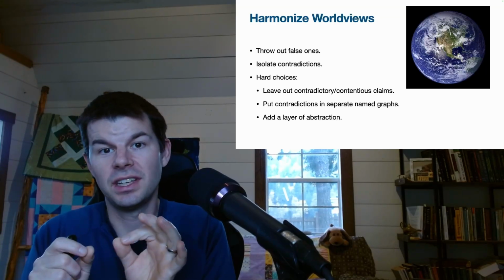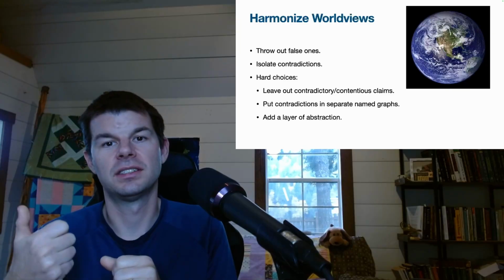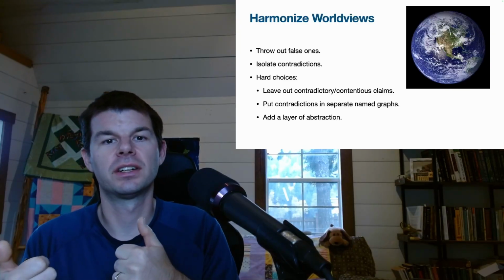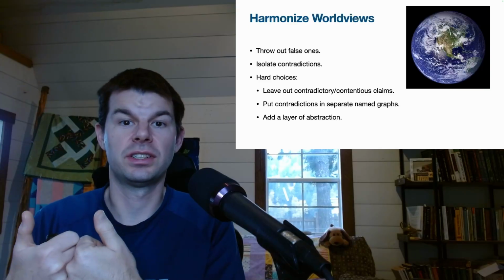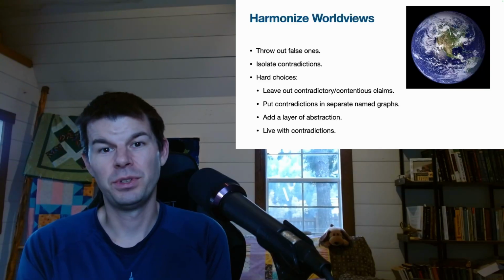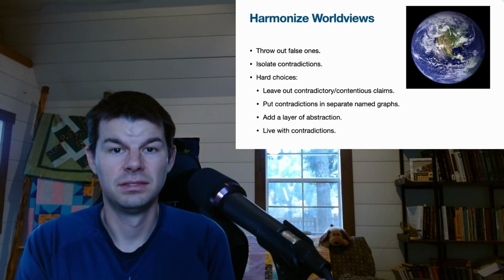But I could say there's one medical record that says I have hypertension. There's another medical record that says I don't have hypertension. Those are both true and not contradictory. And then the last thing that we could do is just get over it.